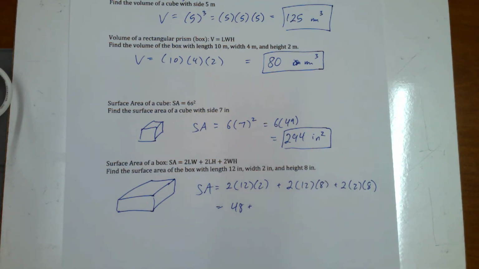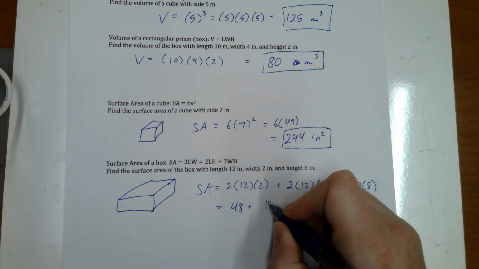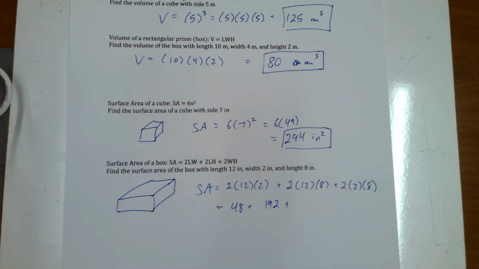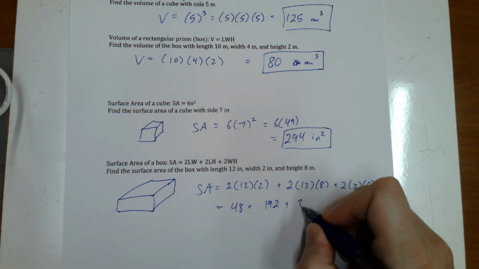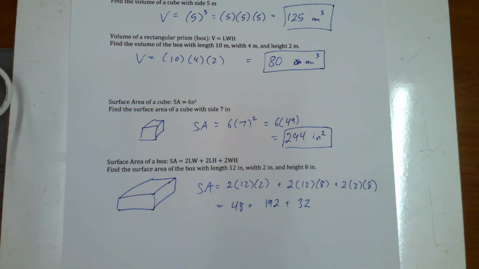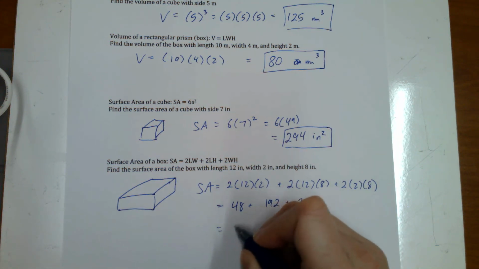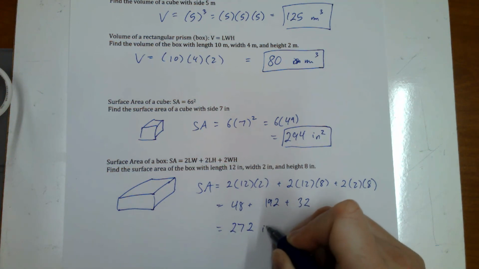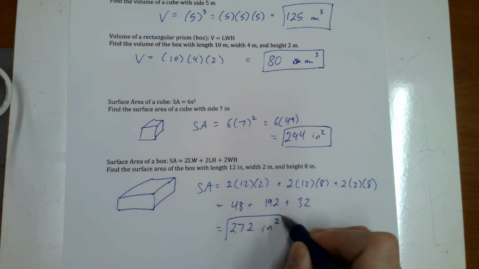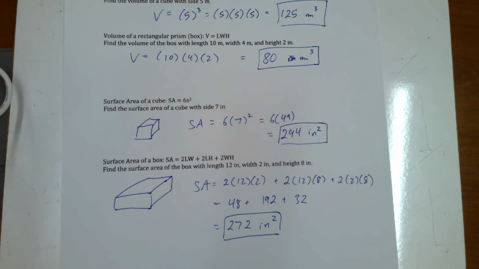So the first one, I'm going to get 48. The second one, I get 192. And the third one, I get 32. And then let's add those 3 numbers up. And I get 272. And again, that is going to be square inches.